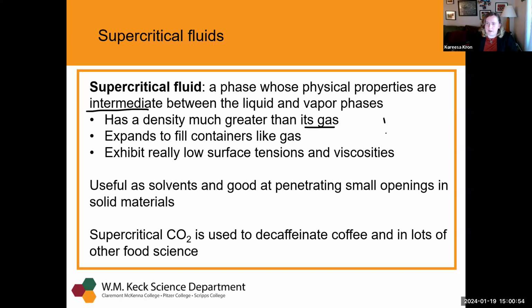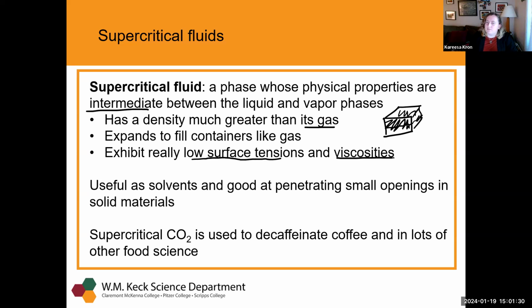So if you had a box, or a cube, that you wanted to fill, if you filled it with a liquid, you'd expect it to only fill half the box. But if you fill it with supercritical fluid, it fills the whole box up like a gas, even though it has a higher density. These supercritical fluids also exhibit low surface tensions and viscosities. If it has a low surface tension, that means it potentially has weaker intermolecular forces than a liquid, but potentially slightly higher intermolecular forces than a gas because it is more dense.